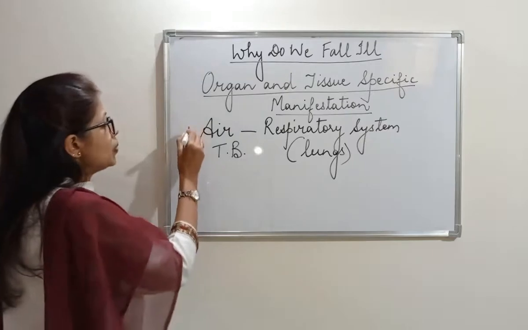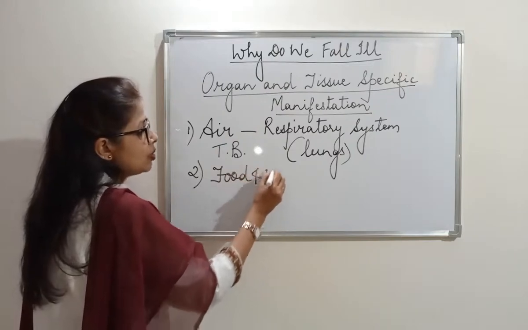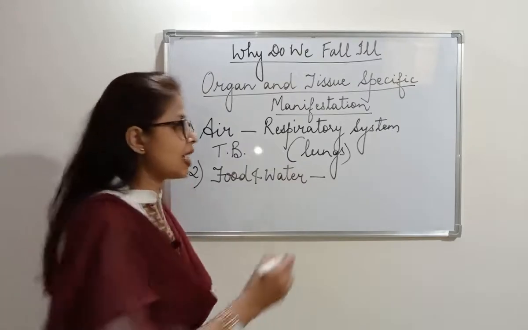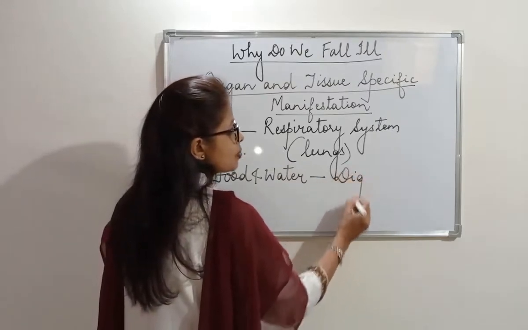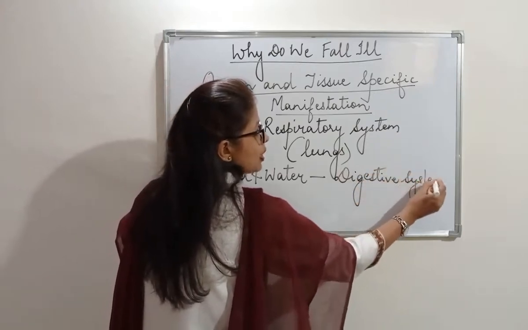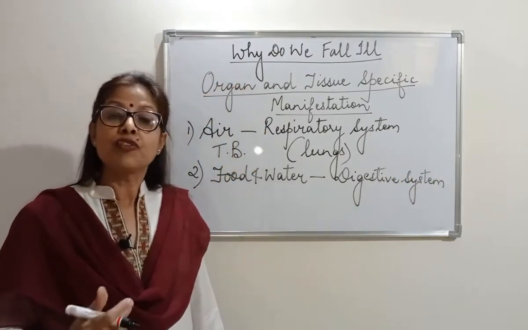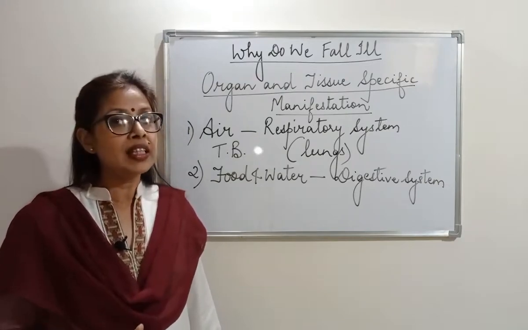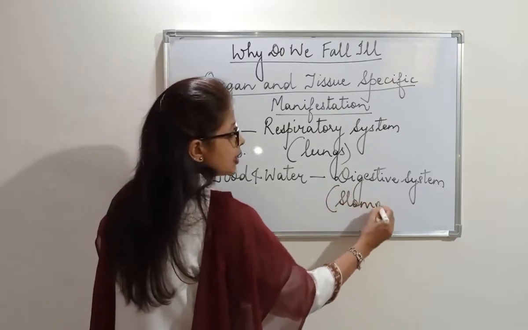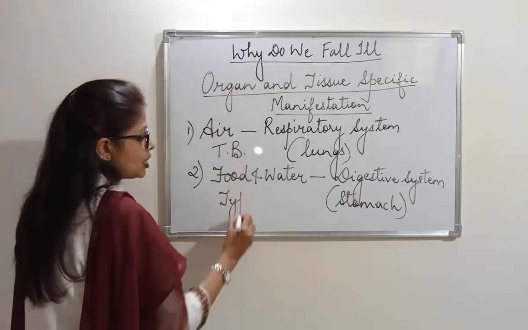In the second example, if we take food and water, they will first enter our body through the mouth and attack the digestive system. Here, the digestive system includes everything from mouth to stomach. That is the mouth, the food pipe or the esophagus, and finally the stomach. So, the organ that it is going to attack is the stomach. Here, we can take the example of typhoid.